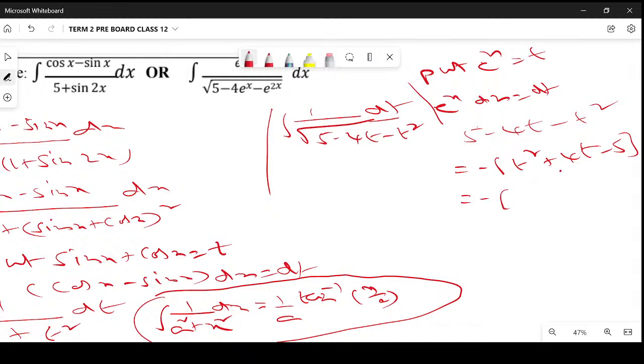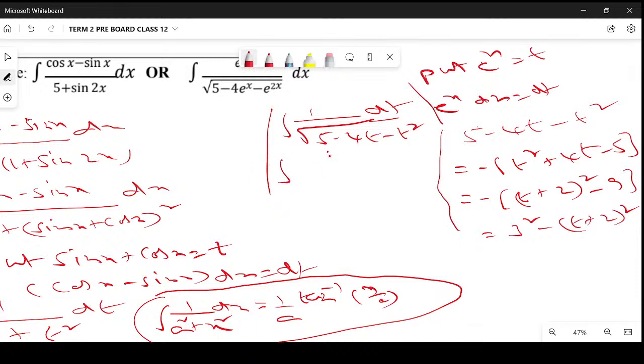So what I will do now, t square plus 4t plus 4 I can write as t plus 2 whole square. But because you added plus 4, subtract 4: minus 5 minus 4 will be minus 9. So you multiply with negative, and it becomes 3 square minus t plus 2 whole square. Because inside the square root we should not consider negative, we multiply with negative. Now this is the substitution part.